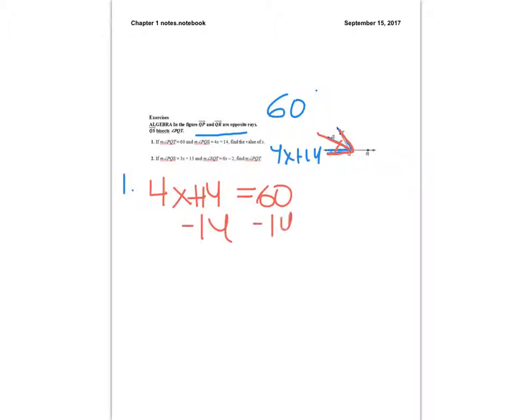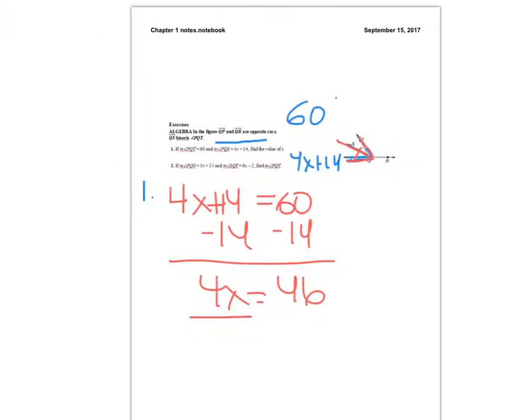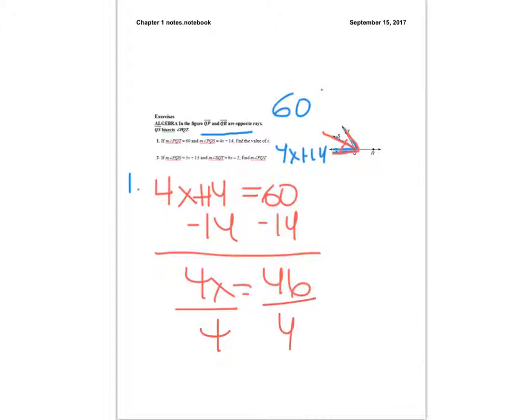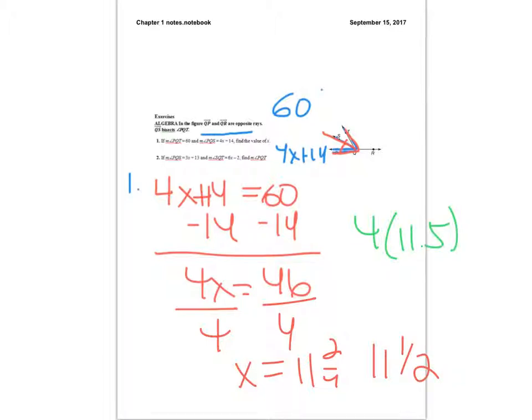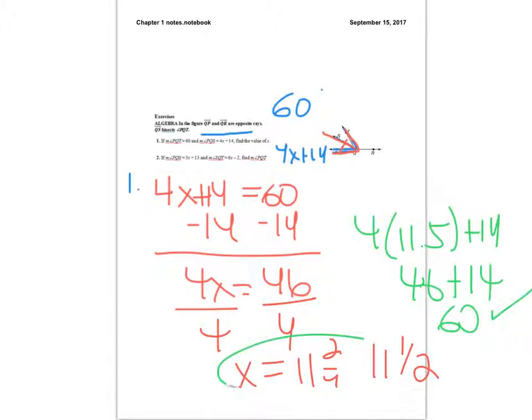I'll subtract 14. 4x equals 46. Divide by 4, divide by 4. So x is going to equal 11 2/4, or 11 1/2. So now let's just do our check step. We're going to have 4 times, well, let's do it as a decimal, 11.5 plus 14. 4 times 11.5 will be 46 plus 14. 14 plus 46 will give me 60, and so it works. So the answer is x equals 11 1/2.